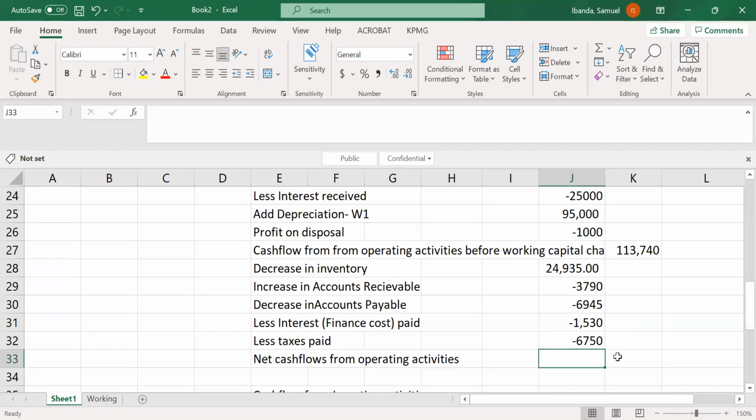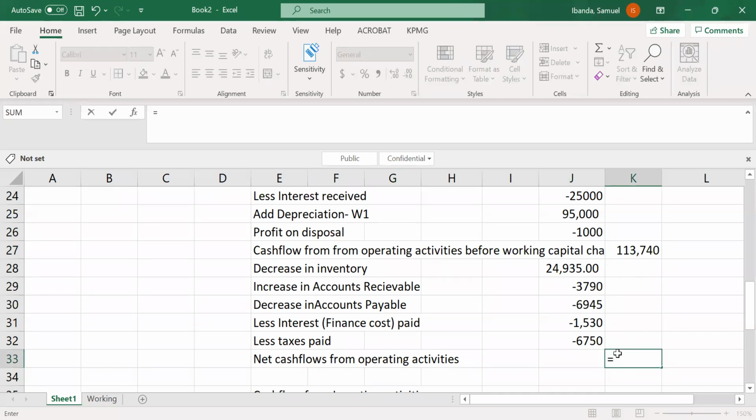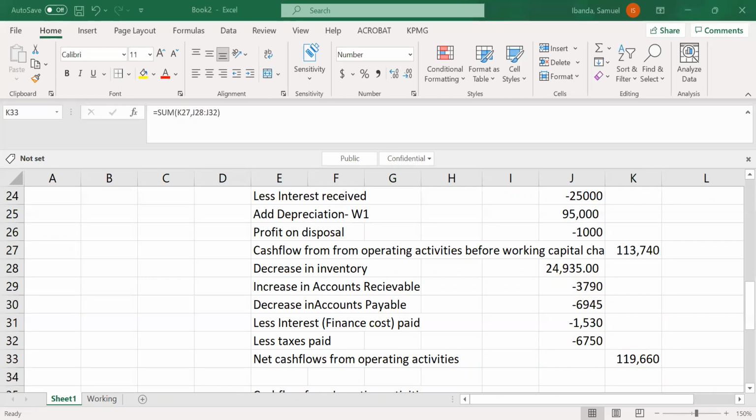So since I have this value here, I'll just adjust it with these other values. You can now add from your side. Myself, I'll just use that. So it will give me 119,660 as my net cash flows from operating activities.